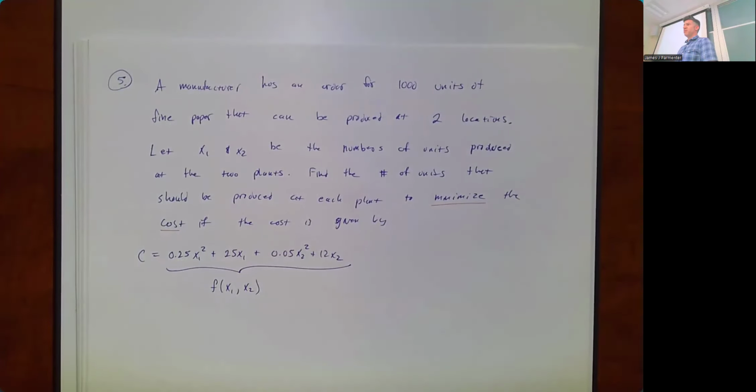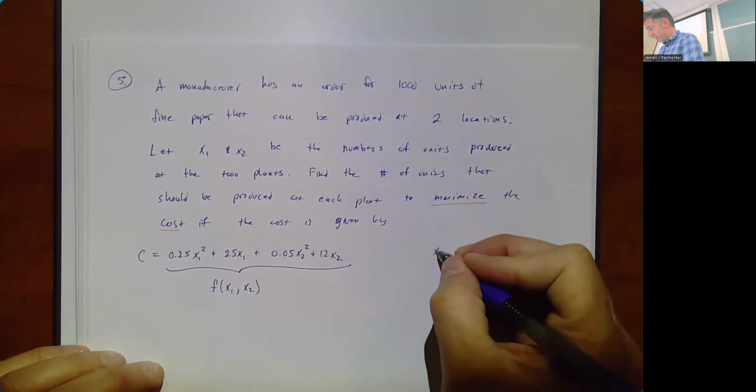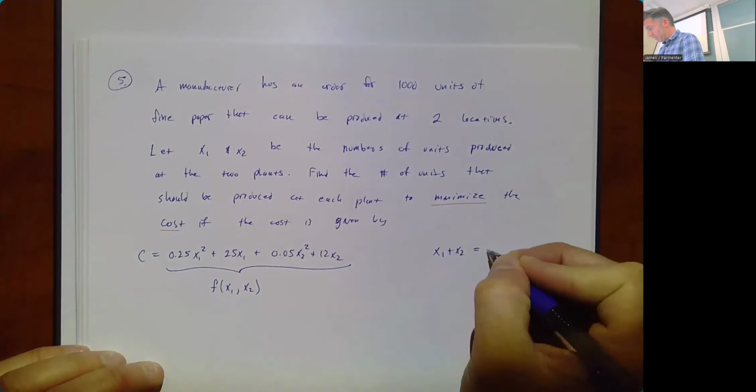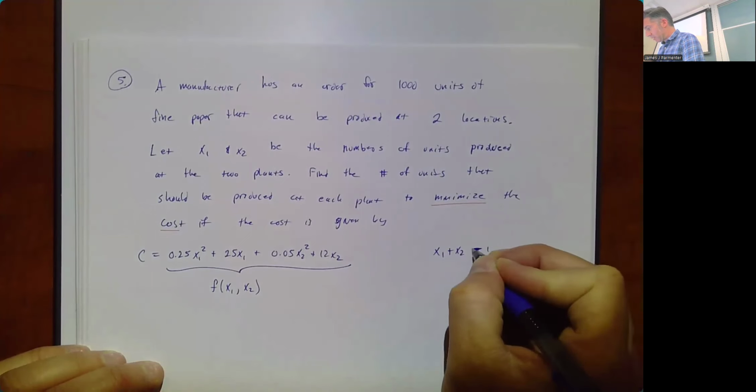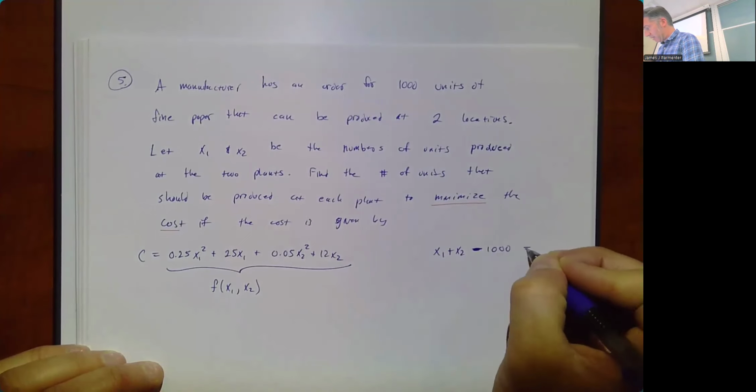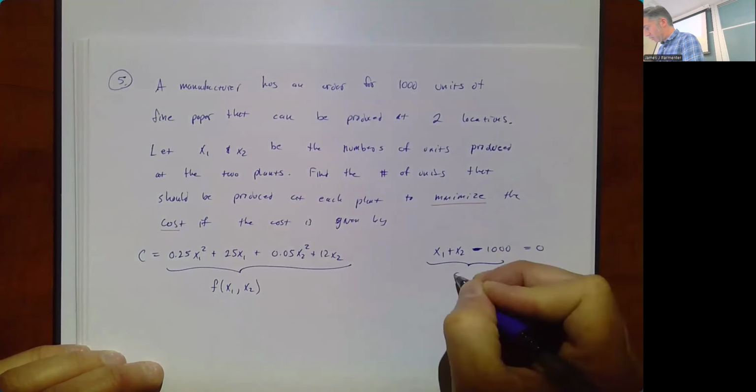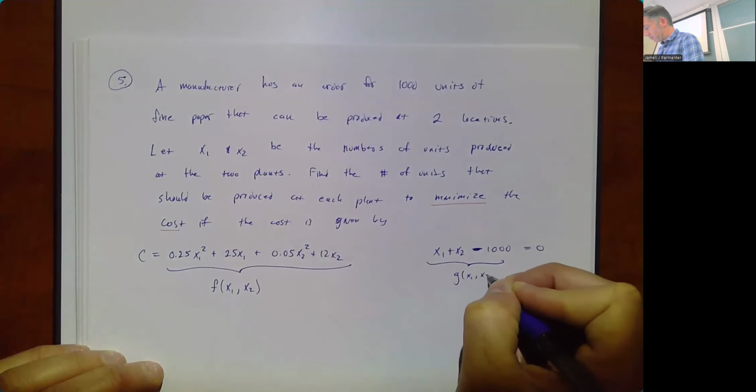What's our constraint? Well, if we read the question, we should be able to figure it out. A manufacturer has an order for 1,000 units of fine paper. Oh, well, that means we need that the two amounts of paper we have, x1 and x2, have to add to 1,000. So our constraint is x1 plus x2 has to equal 1,000. Now let's write it as x1 plus x2 minus 1,000 has to equal 0. And that's our g of x1 comma x2.